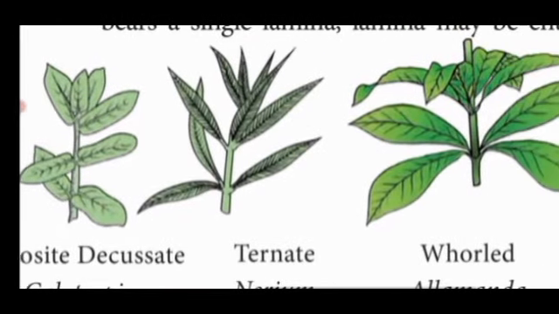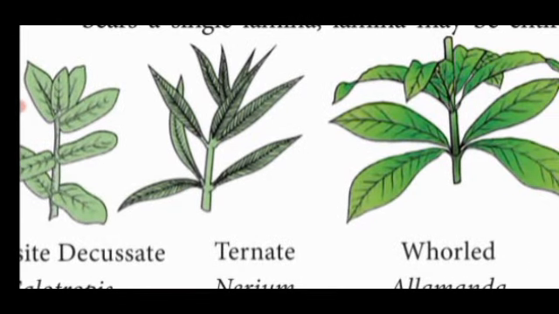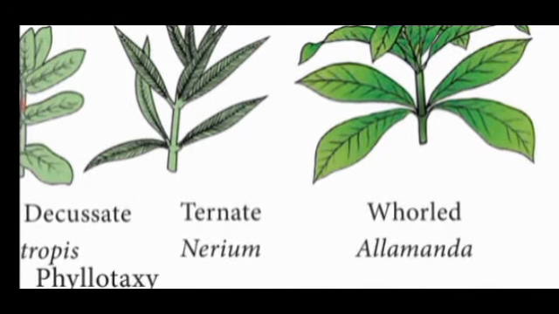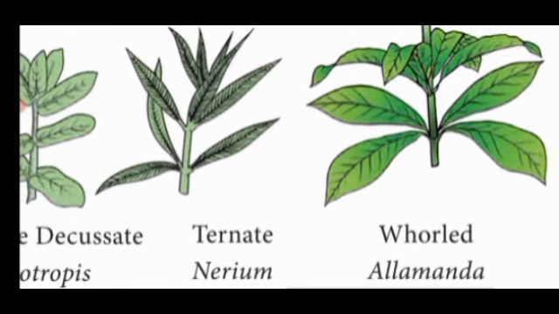Ternate leaf arrangement: each node has three leaves. Example, Nerium. In whorled arrangement, each node has more than three leaves. The leaves are arranged in a whorl, like layers at each node, forming a circle. Example, Allamanda. This is called phyllotaxy, the arrangement of leaves on the stem.